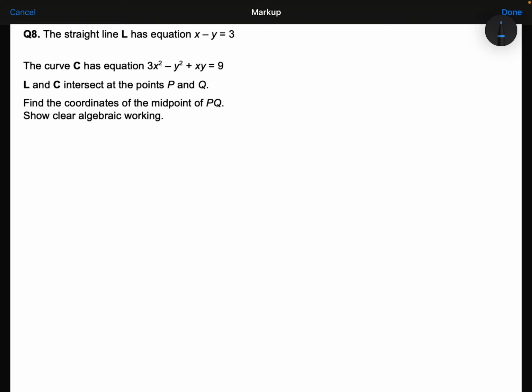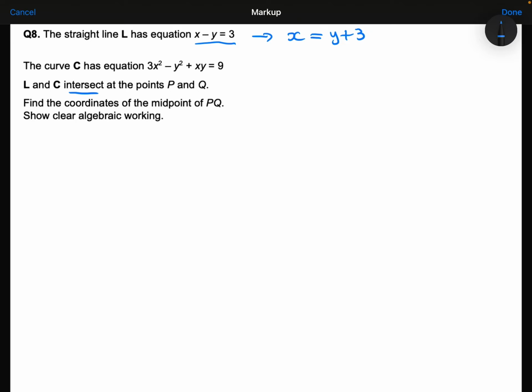So, we're going to work out the coordinates P and Q and then find the middle point of those. To find the coordinates of P and Q, we're going to do simultaneous equations because that's where the lines intersect. To do simultaneous equations, I either want to make x or y the subject of this first equation. I'm going to make x the subject because that's relatively easy to do. I can just add y to both sides. So x is going to be equal to 3 plus y, or y plus 3.